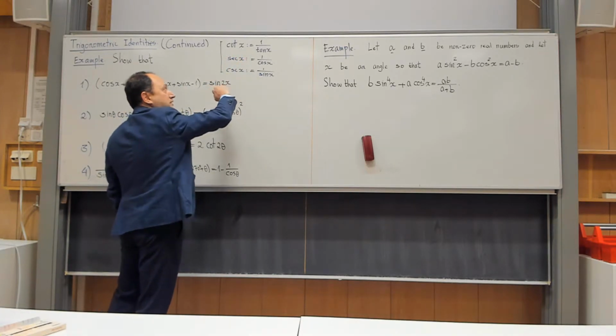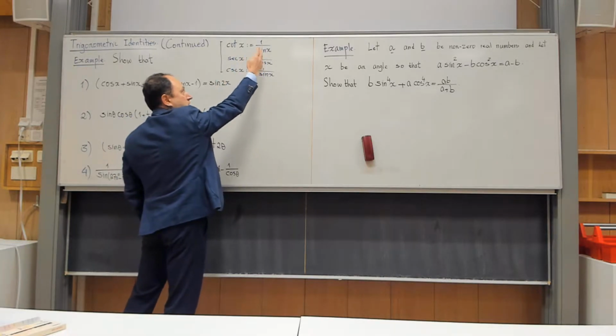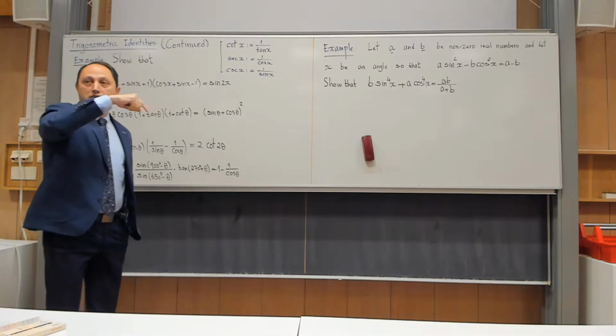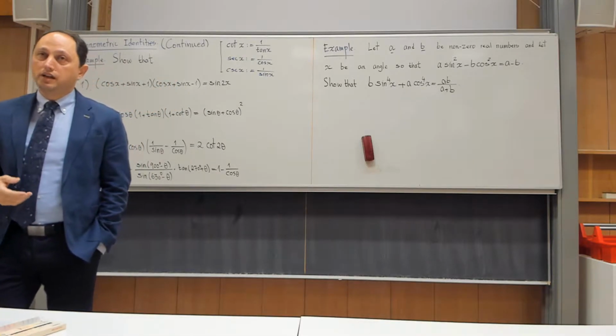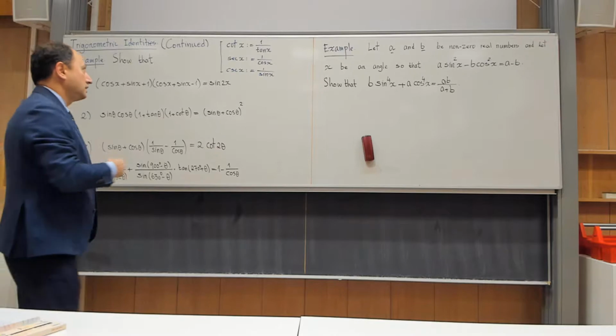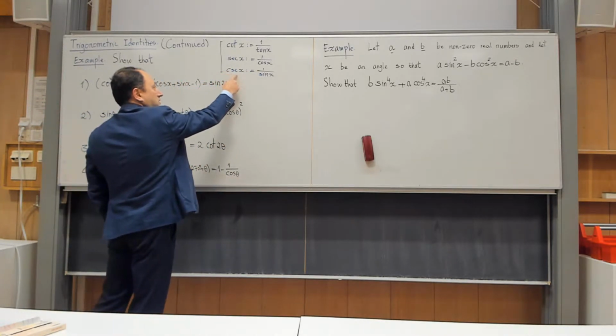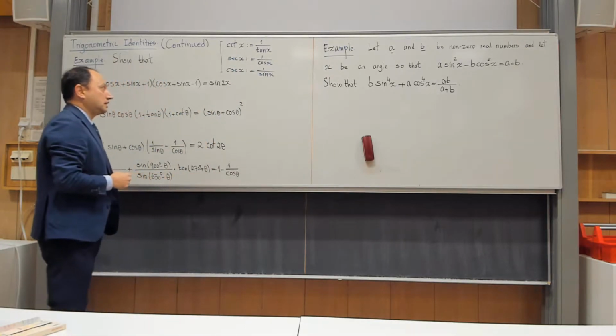Cotangent is 1 over tangent, which of course means cosine divided by sine, because tangent is sine divided by cosine, so cotangent would be cosine divided by sine. And secant is 1 over cosine, and cosecant with this symbol is 1 over sine of x.